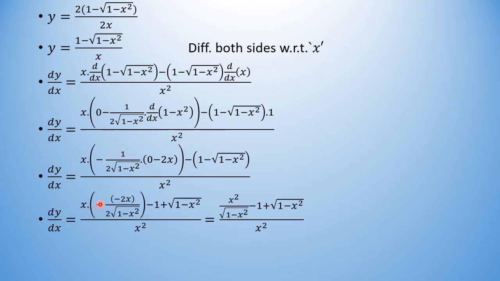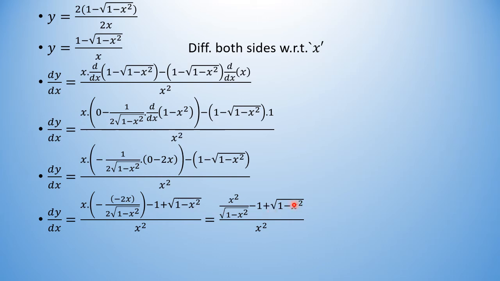So now this minus and minus cancelled, this 2 and 2 got cancelled, this x and x got multiplied, and I get x square by square root of 1 minus x square. What happened here? Minus minus cancelled, 2 cancelled, x and x multiplied, and I have x square, and the denominator is square root of 1 minus x square. Now this minus 1 and then minus minus plus.